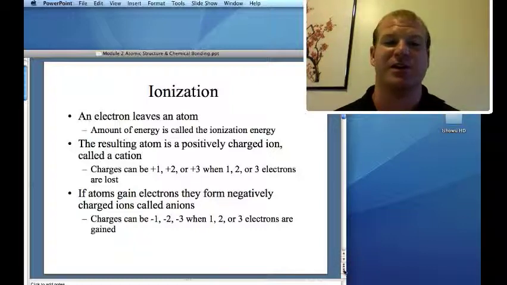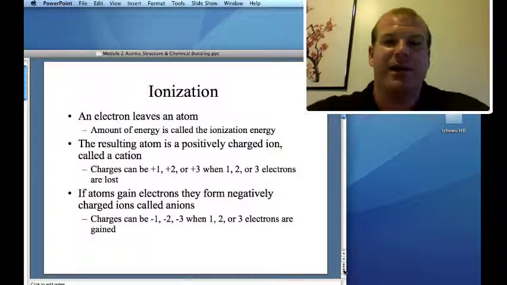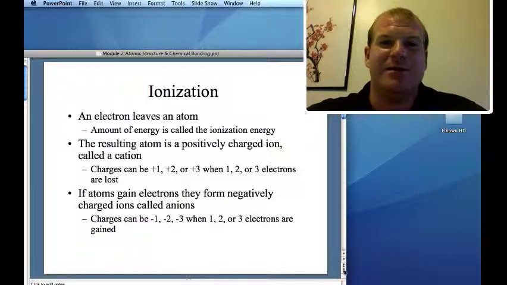Ionization. Atoms are neutral, but you can form ions. Ions are charged atoms, and that's an oxymoron. An oxymoron is when you have 2 things that are opposite. Charged means not neutral, and atom means neutral, so a charged neutral atom. And you can ionize atoms by ripping off electrons. And the amount of energy it takes to rip an electron off is called the ionization energy.